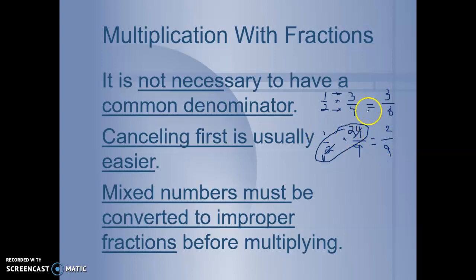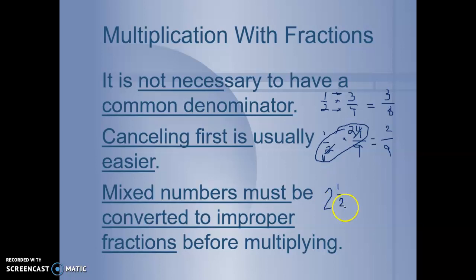I could have multiplied first. If I had done that, I would have gotten 4/18 and then reduced. But with larger fractions, it's easier to cancel first. Mixed numbers have to be converted to improper fractions. So a mixed number is a whole number plus a fraction.